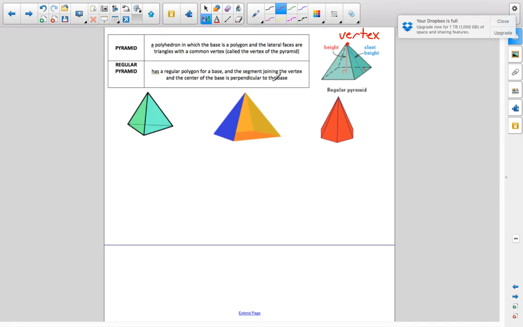Regular pyramids have a regular polygon for a base. That just means an equilateral triangle, a square base, or a regular hexagon, meaning all the sides are the same. So this one is known as a triangular pyramid. This one would be a square pyramid, and this one would be a hexagonal pyramid, named by their bases.